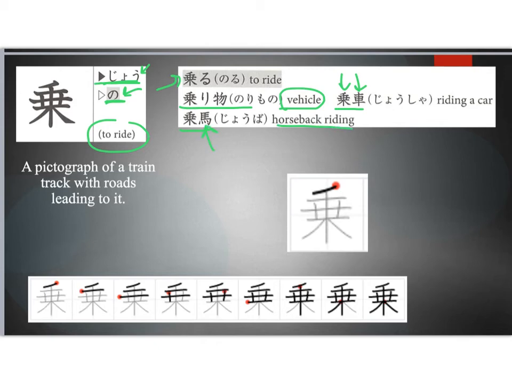So I don't know if we know ba. We might know horse already, I'm not sure. In any case, this one has a lot of strokes in it. I thought of this as a pictograph of train tracks with roads leading to it. So here are the train tracks right here, and here are some of the crossbars. And then you have some roads that lead to the train tracks. Not sure if that's helpful, or if you want to think of this as a tree on the inside here with something in between. Not sure. If you come up with something, let me know. So the stroke order is ichi, ni, san, shi, go, roku, shichi, hachi, kyu.